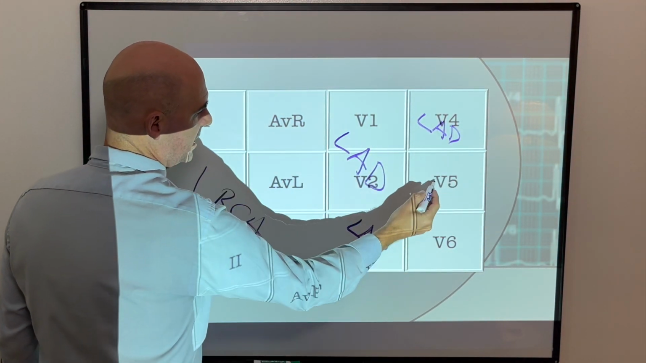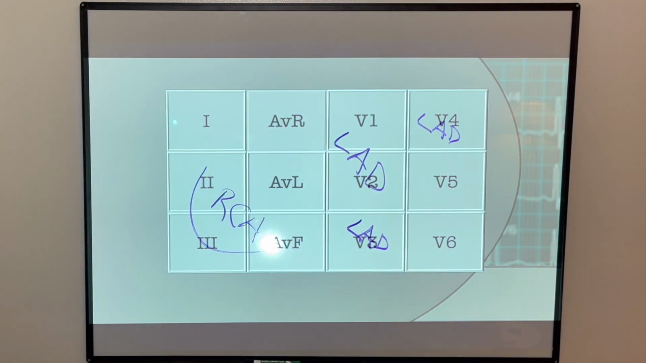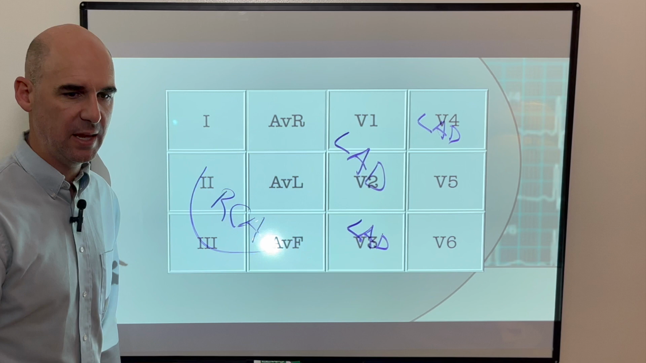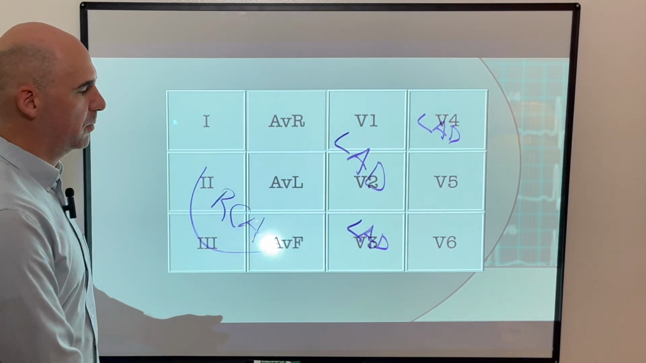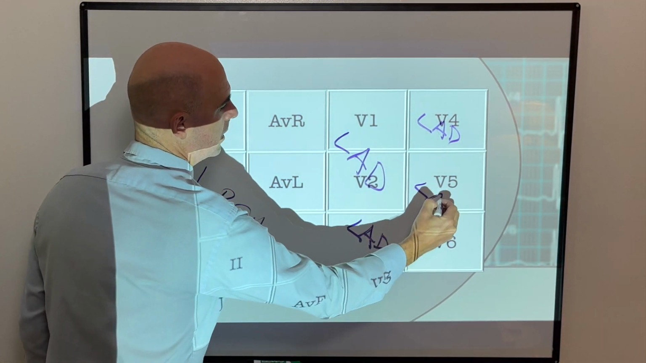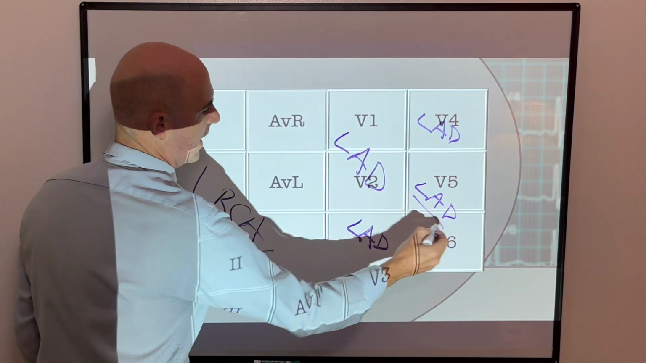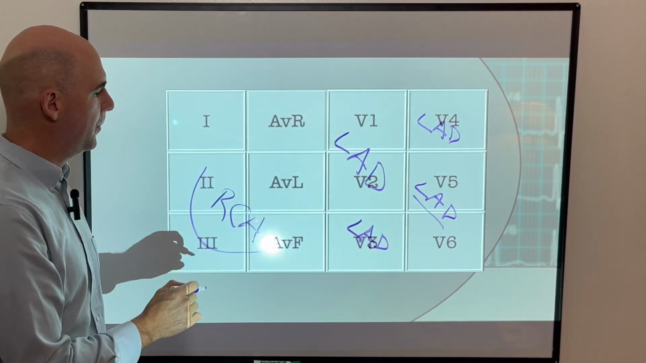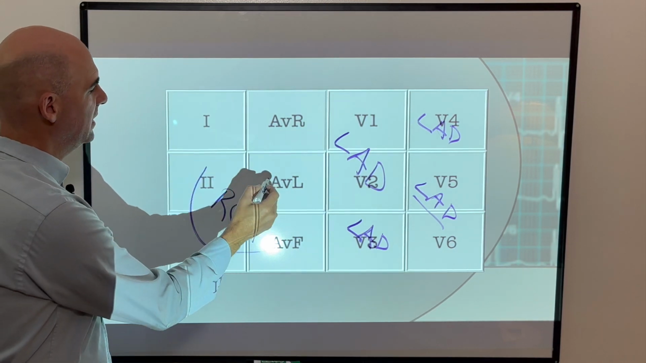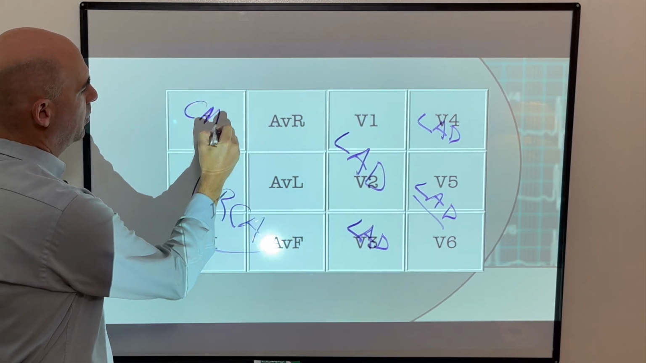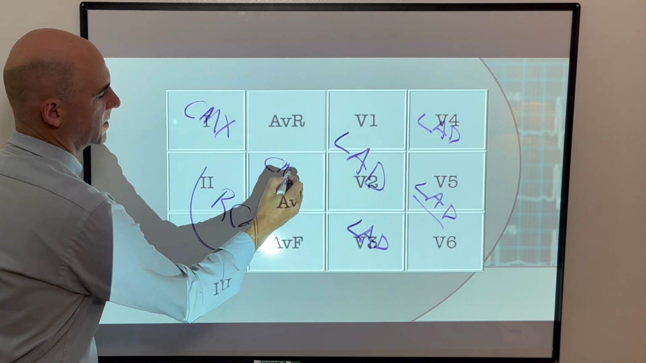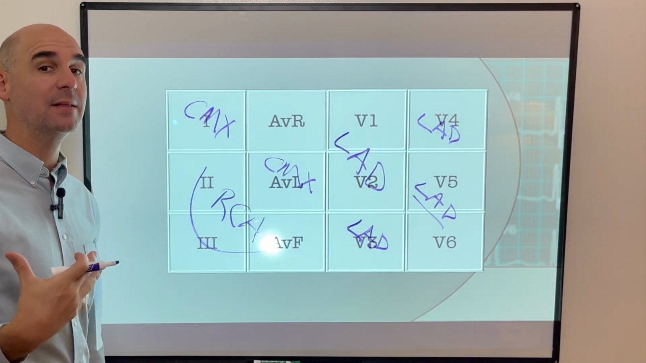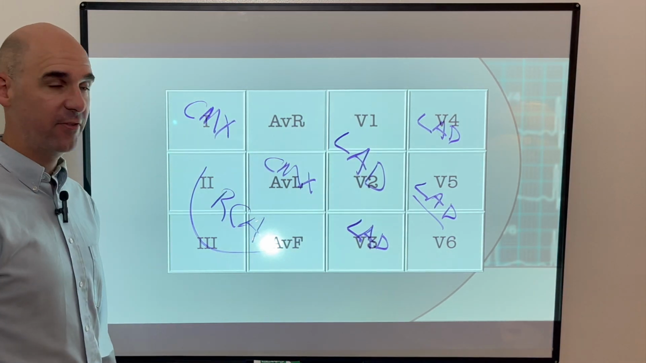And then leads V5 and V6 are often referred to as lateral leads, but we think of those as low lateral leads. So it gets the lower part of the heart, and believe it or not, that is usually also perfused by that left anterior descending artery, which leaves us with just a couple leads left. Leads 1 and lead aVL, they're going to get their blood supply from the circumflex, because those both look at the lateral and specifically the high lateral wall of that left ventricle.